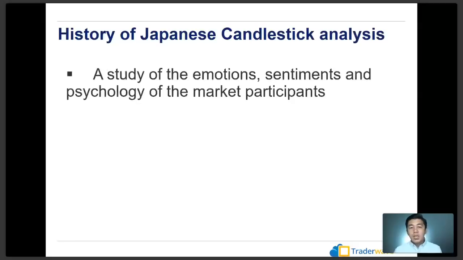So, a very quick history. Japanese candlestick, the science or the art of Japanese candlestick, is really a study of the emotions, sentiments, and psychology of the market participants. In fact, in the space of technical analysis, I really couldn't find any technical indicators or overlays or other technical studies that could be a better study of the emotions and the sentiments of the market participants compared to Japanese candlestick. That's the reason why I personally think the understanding and the use of Japanese candlestick can really help a trader a lot.